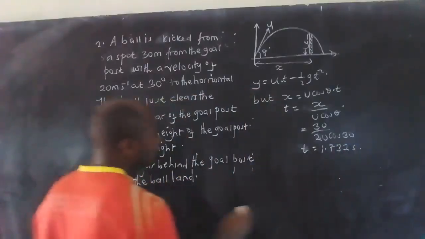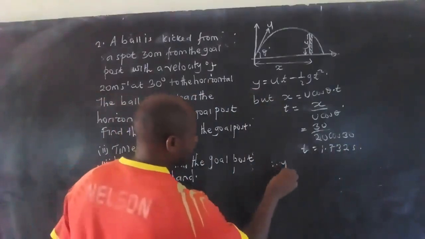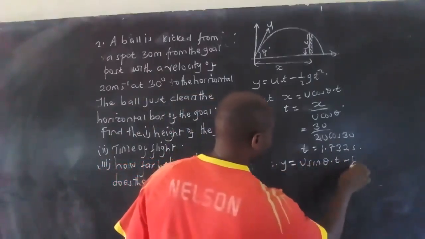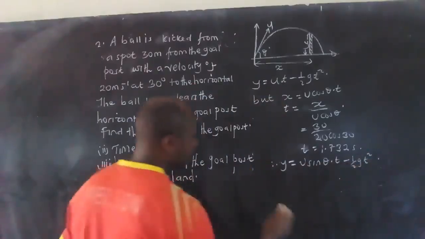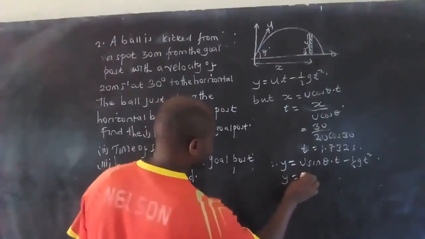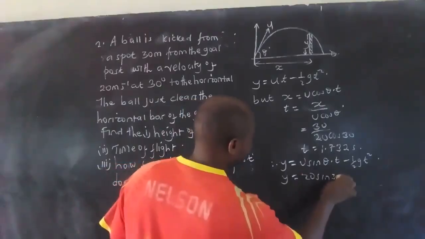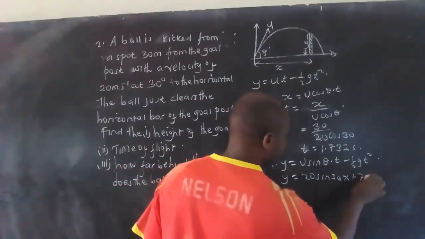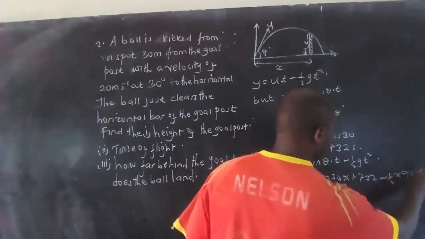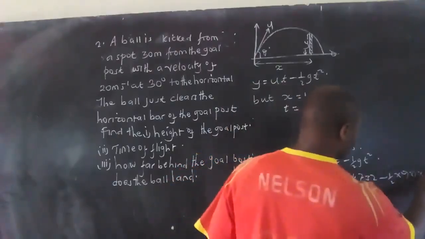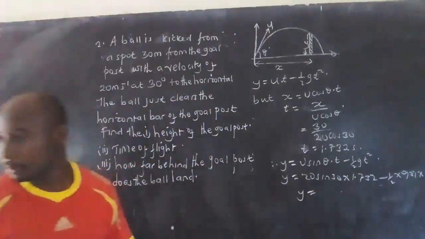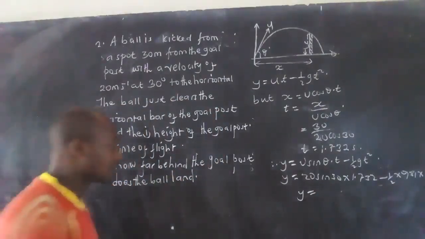Time equals 1.732 seconds. Then we come and say therefore y will now become u sine theta times t minus a half g t squared, which we substitute: y is equal to 20 sine of 30 times 1.732 minus a half times 9.81 times 1.732 squared. So when using the calculator, we shall be able to get our vertical height as 2.61.